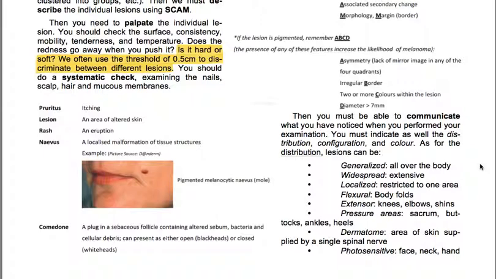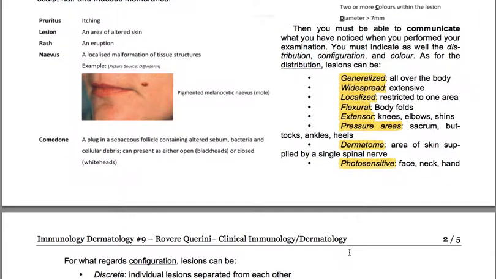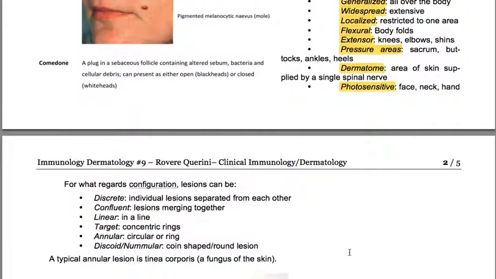As for the distribution, lesions can be generalized all over the body, widespread when they're extensive, localized when restricted to one area, flexural in body folds, extensor, knee, elbows, and shins, pressure areas like sacrum and buttocks, ankles, and heels, dermatome, where an area of skin is supplied by a single spinal nerve, photosensitive with face, neck, or hand.